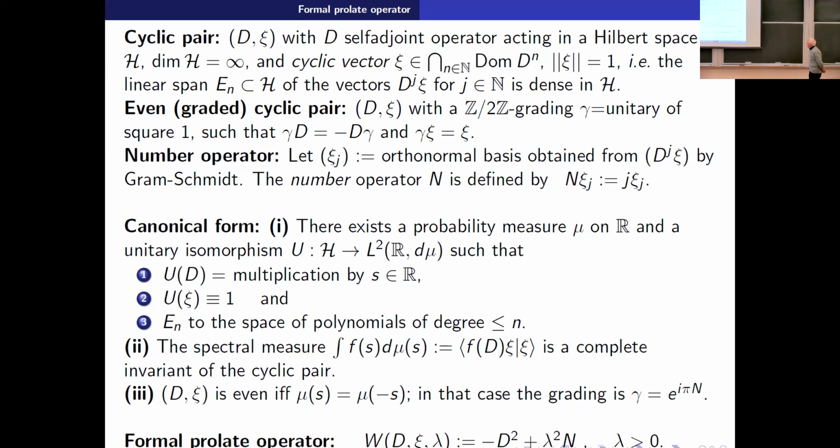So to such a cyclic pair, we associate a formal prolate operator just by adding to minus the square of D the number operator. And this, as you shall see soon, will be our first candidate for the extension of the prolate operator using this formalism of cyclic pairs in canonical form.